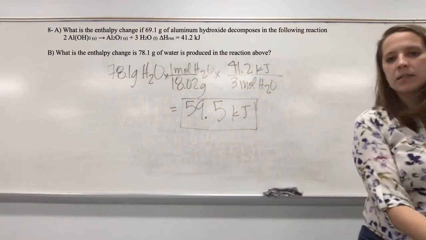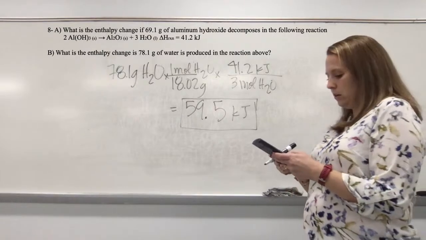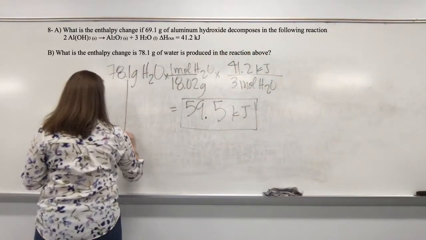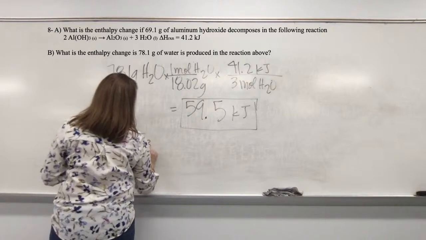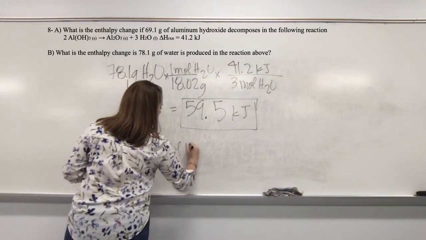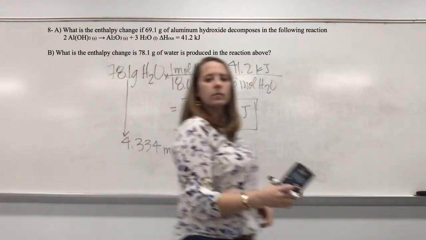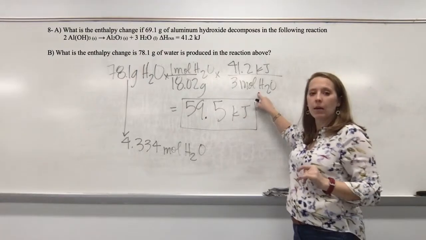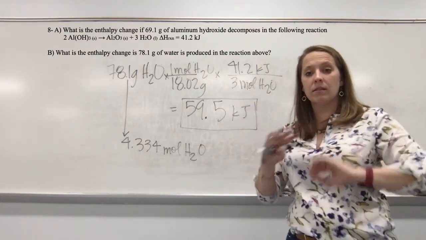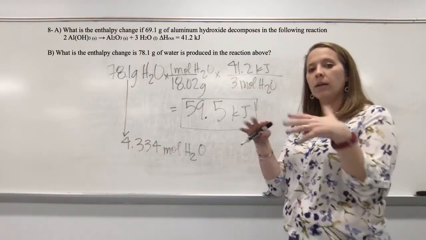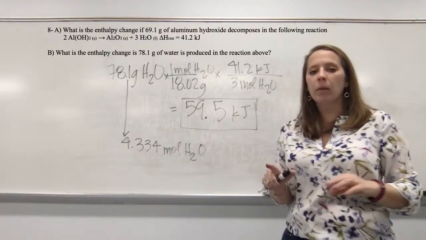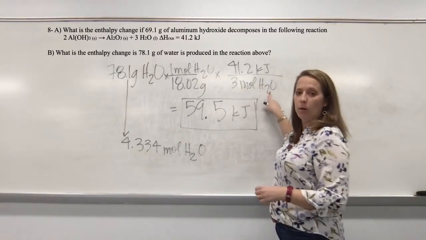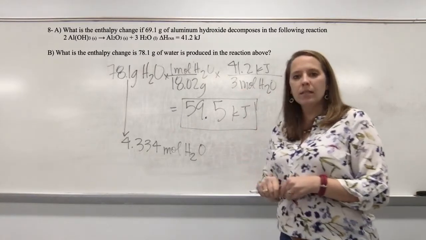Because I stuck all mine together, if you take your 78.1 divided by 18.02, this is 4.334 moles of H2O. This 3 moles here came out of the balanced equation. So it's not always the same, but it is per any quantity in the equation. If we were being asked about the aluminum hydroxide, in that case, it would be per 1 mole of aluminum hydroxide. So pretty simple, right?